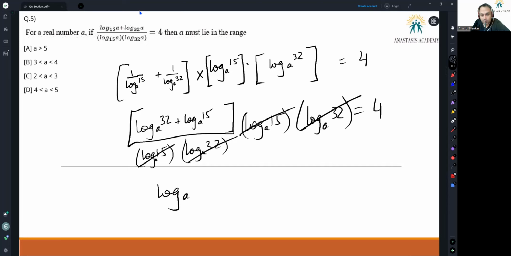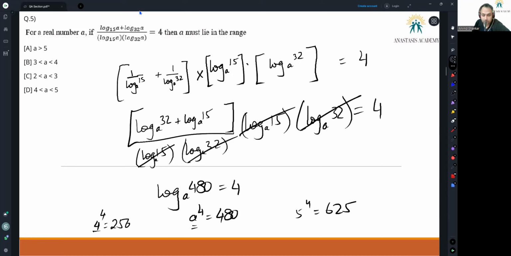Now we have log A 480 is equal to 4, or A raised to the power 4 is equal to 480. I know 4 raised to the power 4 is 256. 5 raised to the power 4 is 625. So the value of A has to be somewhere between 4 and 5. So the correct answer here has to be option D.